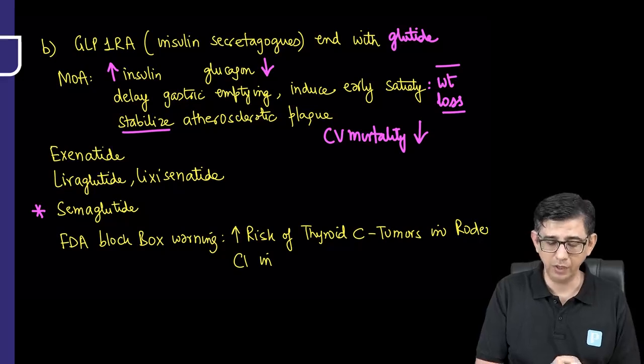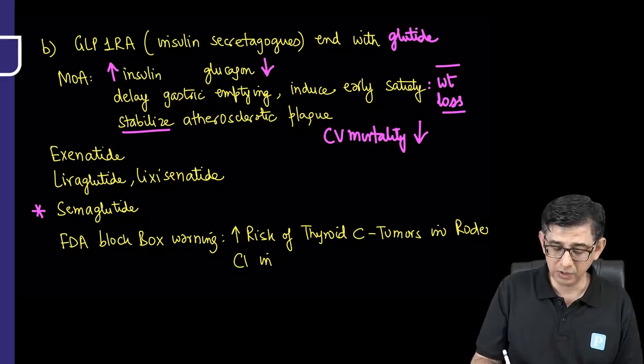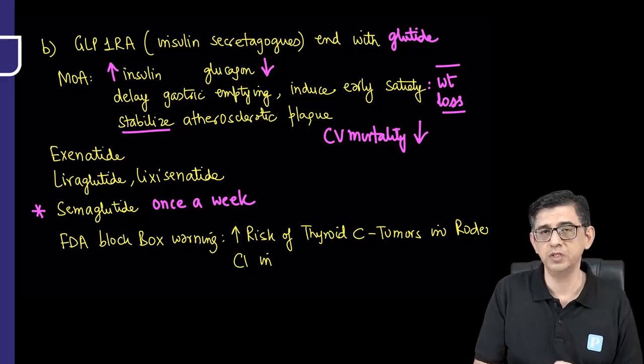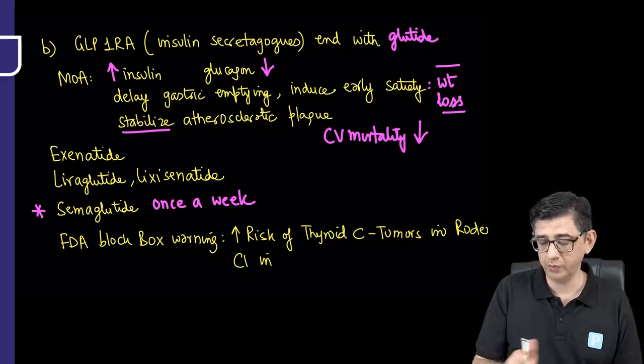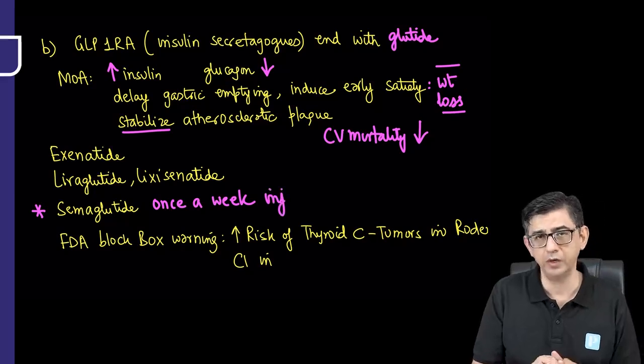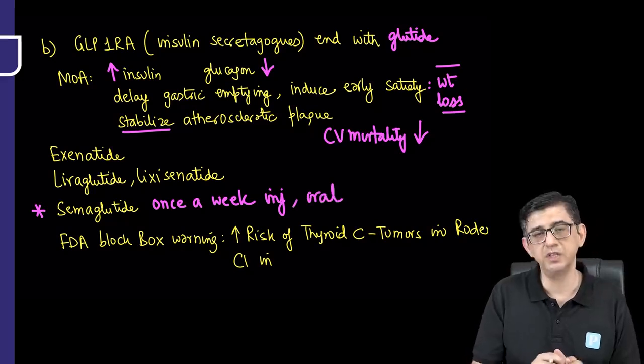The drugs available are exenatide, liraglutide, then lixisenatide. As far as semaglutide is concerned, it is available as once a week. Earlier the question used to come simply as, which of the following is a once a week injection for management of patients of type 2 diabetes mellitus, and we used to answer liraglutide or semaglutide. And semaglutide is currently available as oral tablets as well.